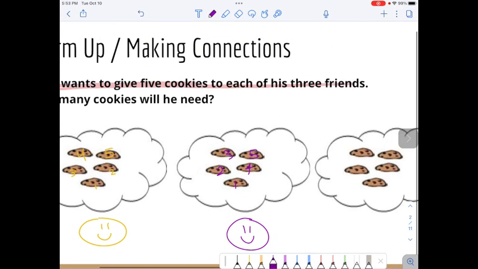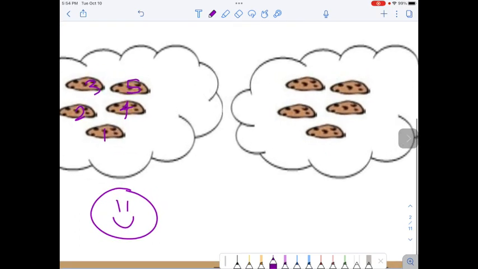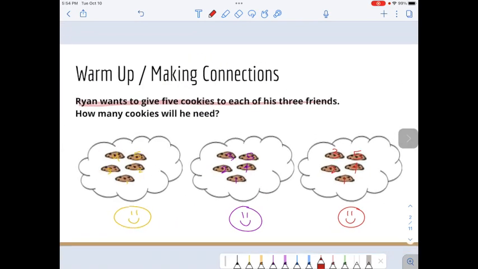So each of them has 5. And then friend number 3. Everybody loves cookies. 1, 2, 3, 4, 5. Right? So the question is, how many cookies will Ryan need? And this problem is pretty simple. You might not even need a picture for this.